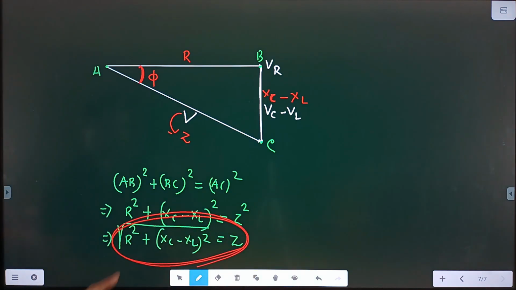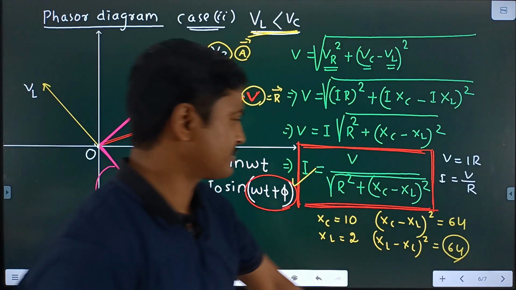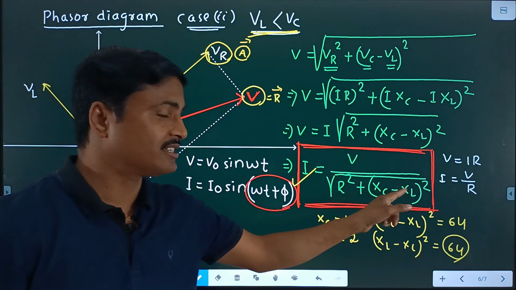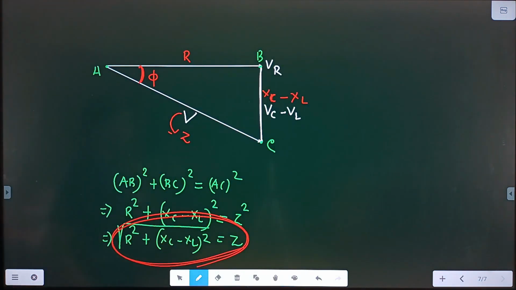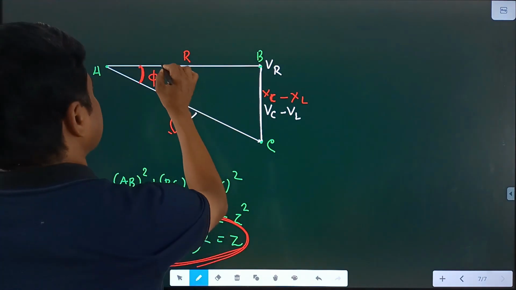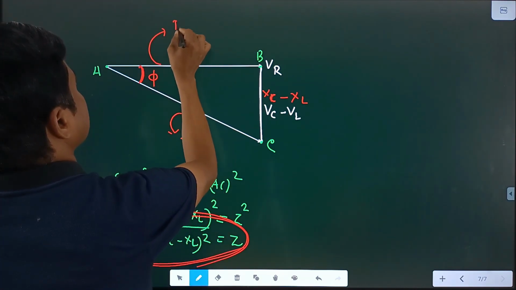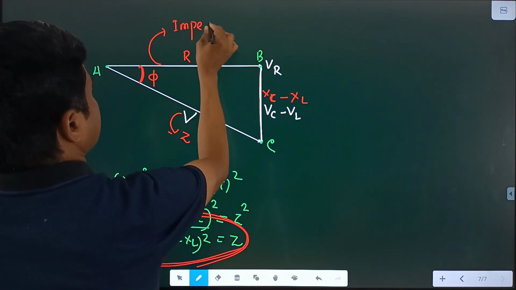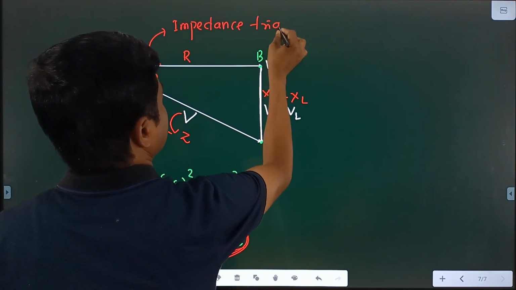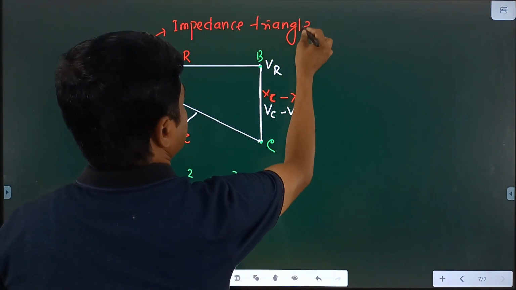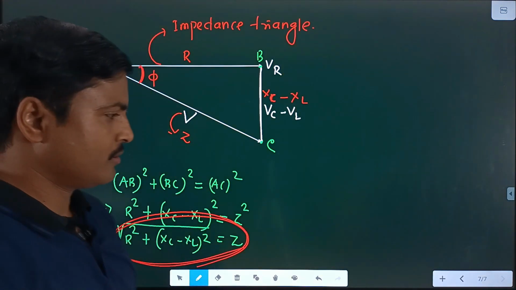This is the expression of Z. Look at this expression: R square plus XC minus XL whole square. So this triangle is also known as the impedance triangle. Clear? This is case 2.